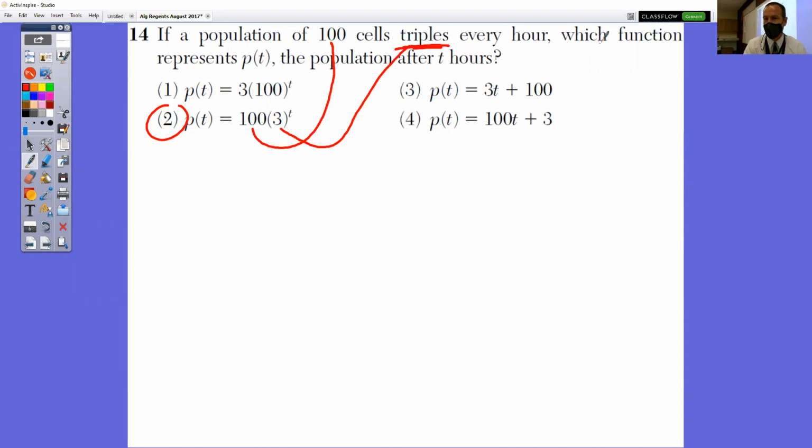If it triples every hour, which function P represents P of T, the population after T hours? This would be an exponential equation. So you'd have your original number, which is your 100, times we're multiplying by 3 to the T power, 3 because it's tripling. It would not be a linear function. These 3 and 4 are linear functions. So what you really needed to know was the original number goes outside, and then however it's changing is to the T power. So that's choice number 2.